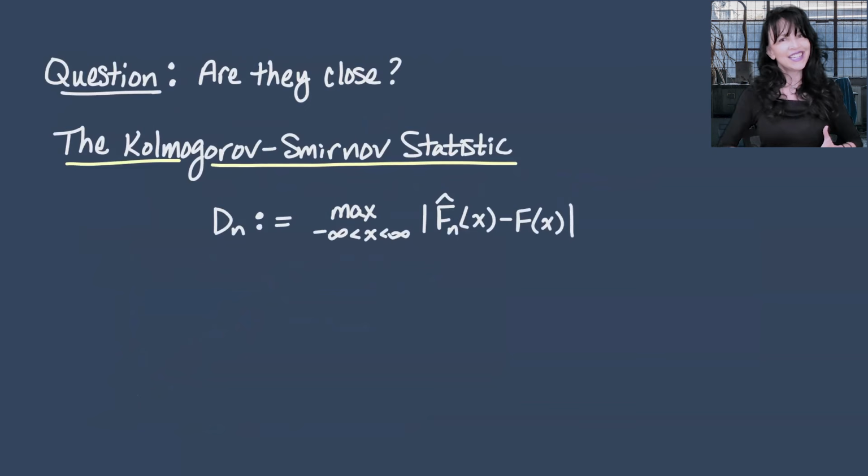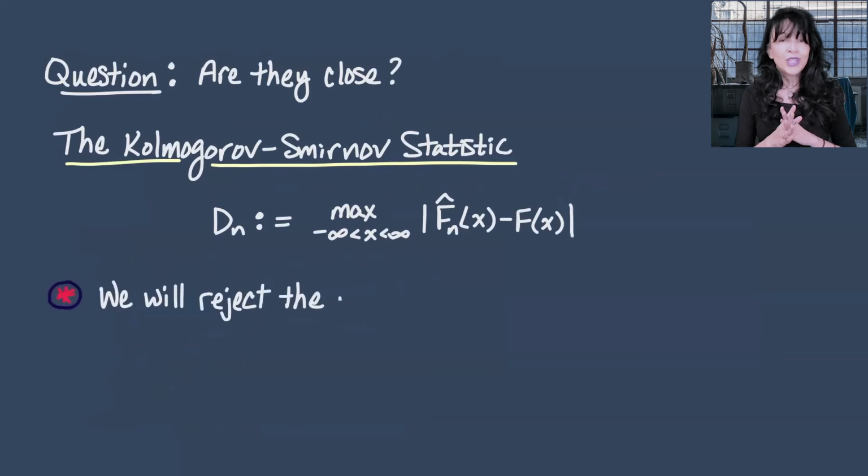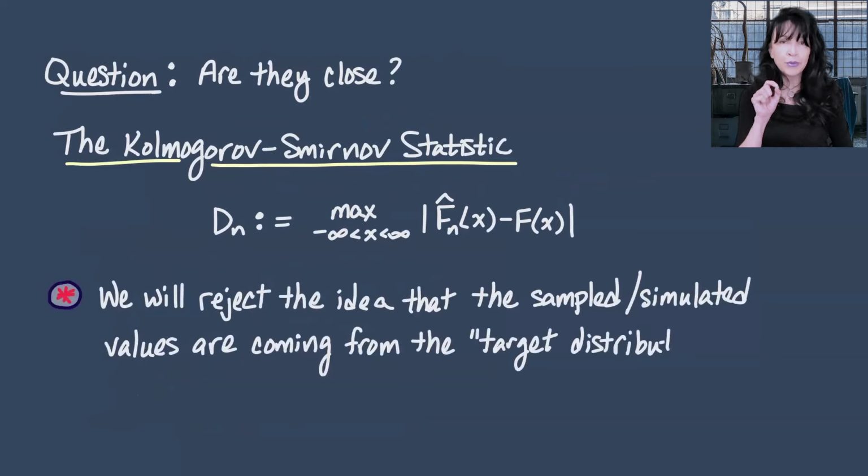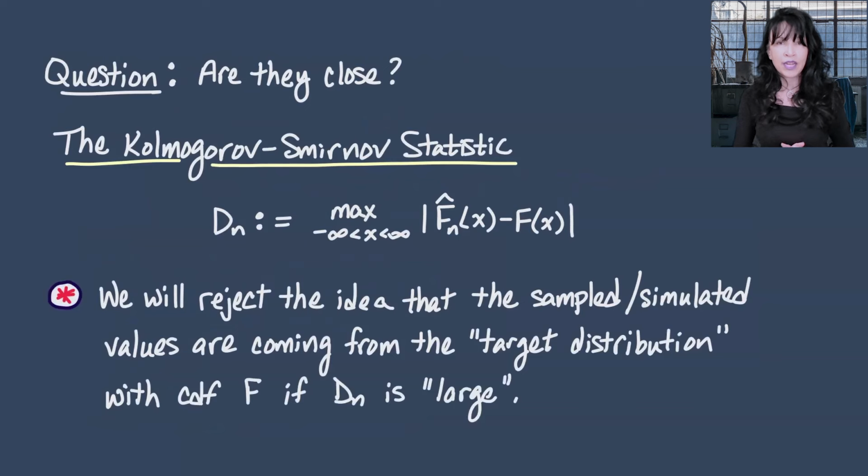The question again is, are they close? And that translates to, is this D sub n small enough? If you were to compute it for your sample and get a small number, the question is, is it small enough? I feel a hypothesis test coming on. We are going to reject the idea that the sampled or simulated values are coming from the target distribution with an underlying CDF F if this number is too large. And the hypothesis test that is coming in the next video is going to tell us what too large means.